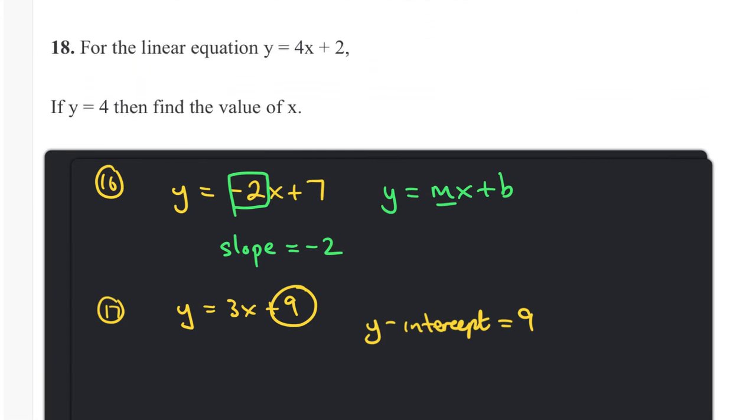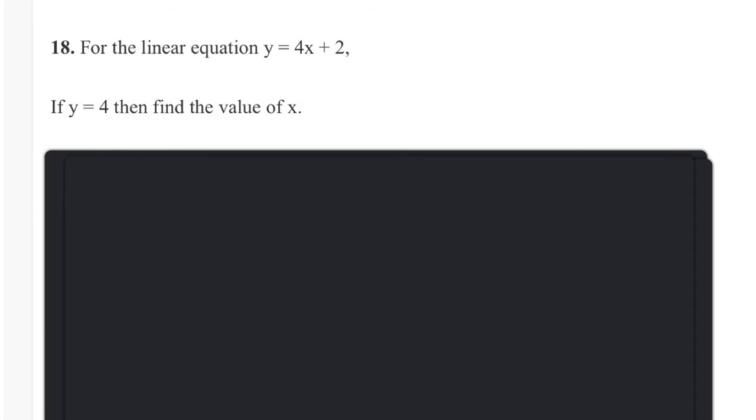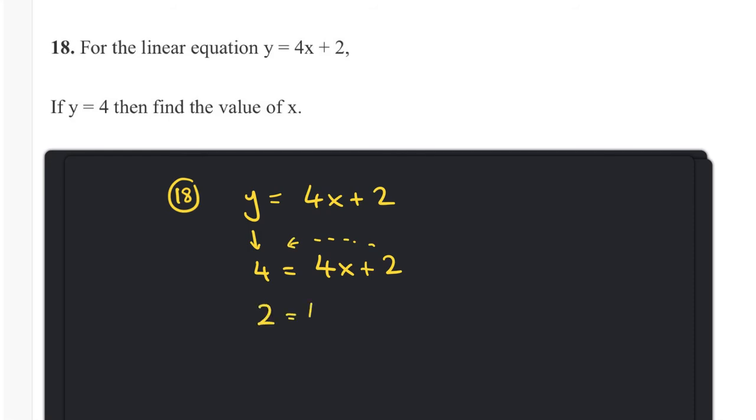Okay. Next question, 18. For the linear equation, let's just put a new box out. We've got 18 here, y equals 4x plus 2, and it says if y equals 4, so we substitute y equals 4, then find the value of x. Alright, so we've got to find x. So we take the 2 over, subtract, 4 minus 2 is 2, and then we divide by 4, so x equals 2 over 4, which we know is 1 over 2. That's that one done.